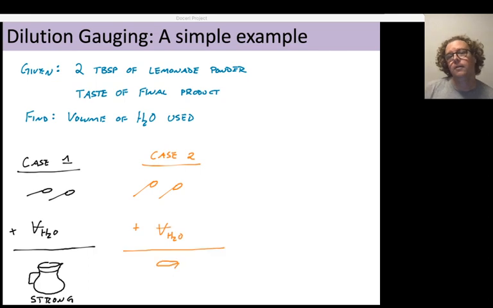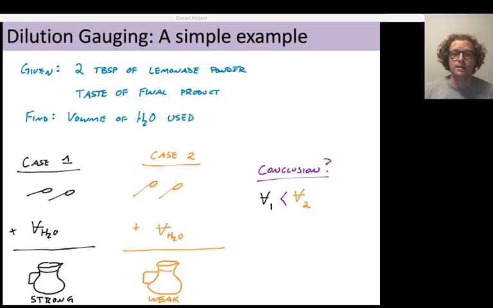On the other hand, I could have taken those 2 tablespoons and mixed it with an incredibly large volume of water. And in that case, I would have made a very weak pitcher of lemonade. Would have sort of tasted like water with a faint hint of lemon to it. And so, while this is somewhat of a silly example, we know that the volume I used in case 1 must be less than the volume I used in case 2. So we can infer that volume.